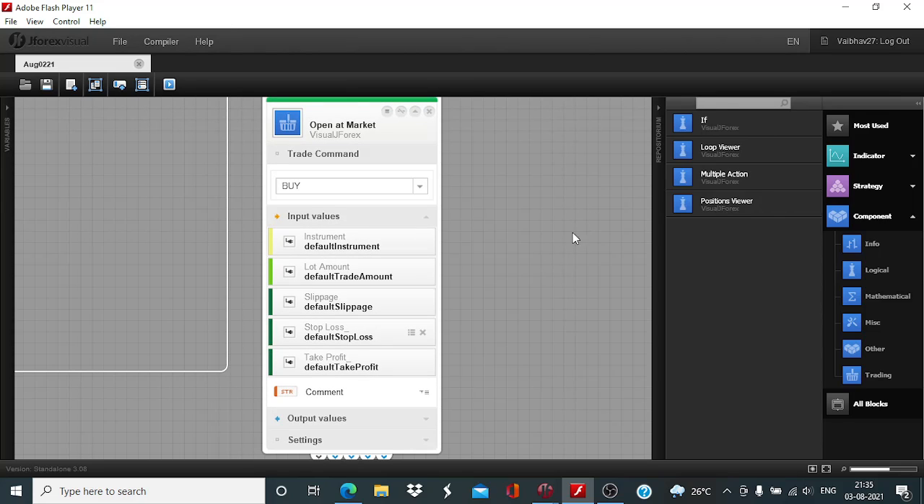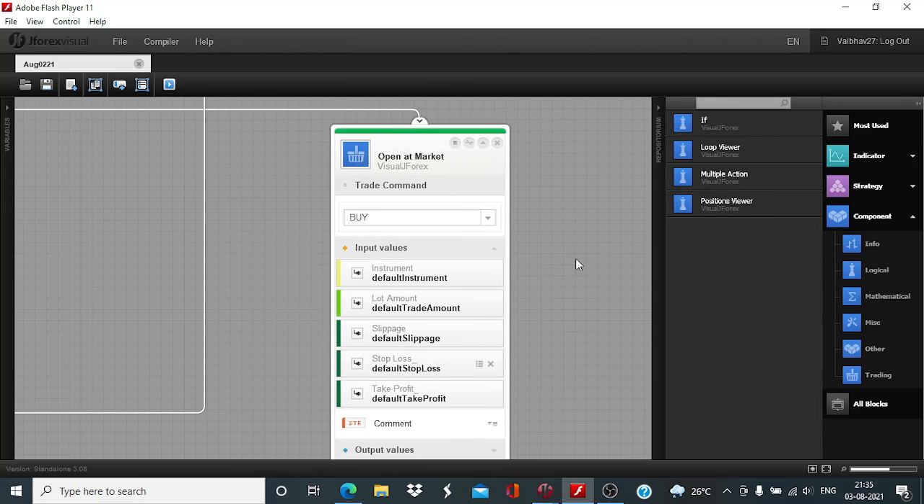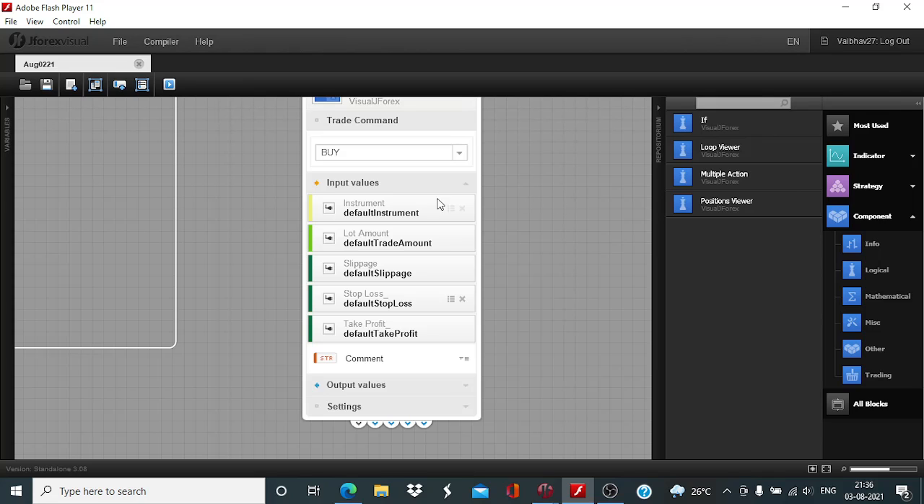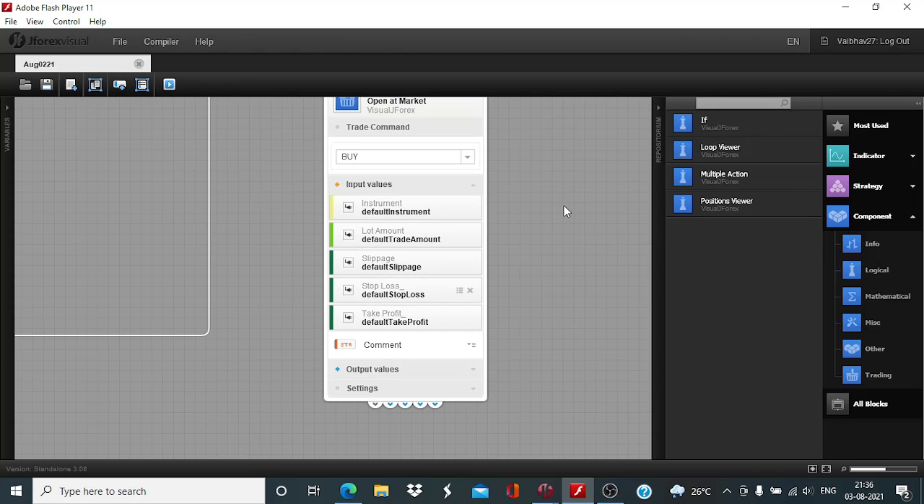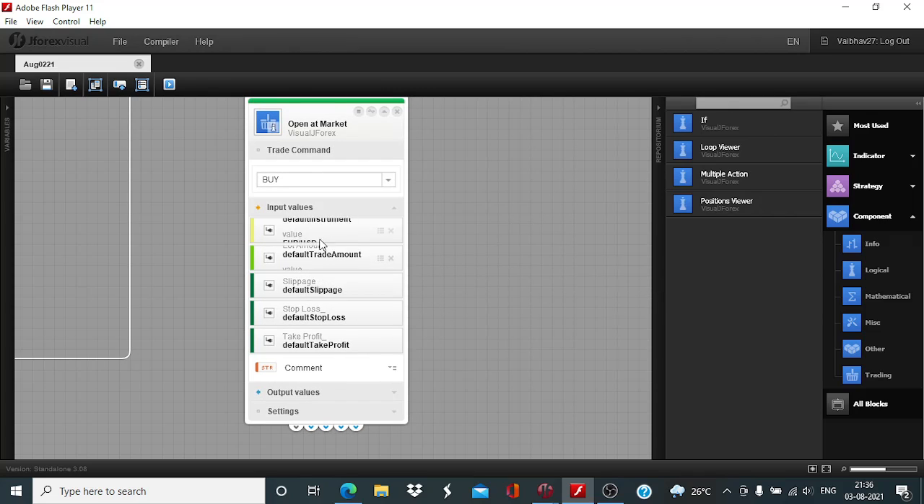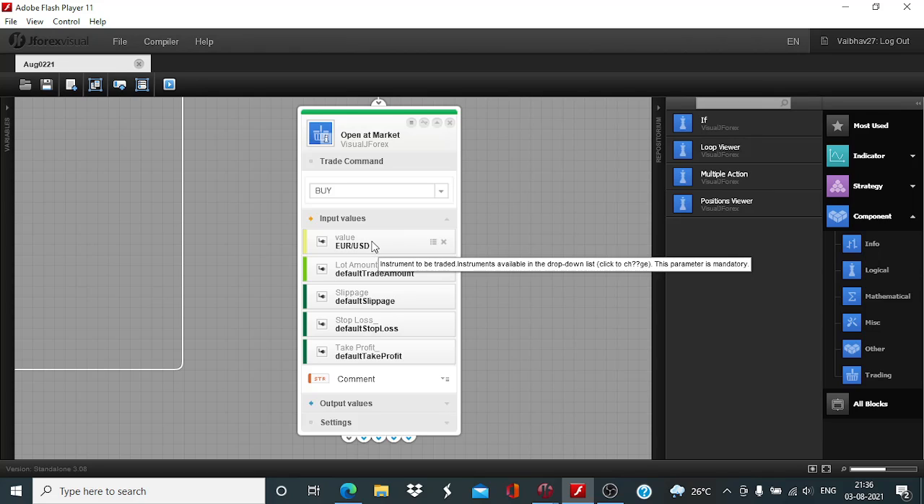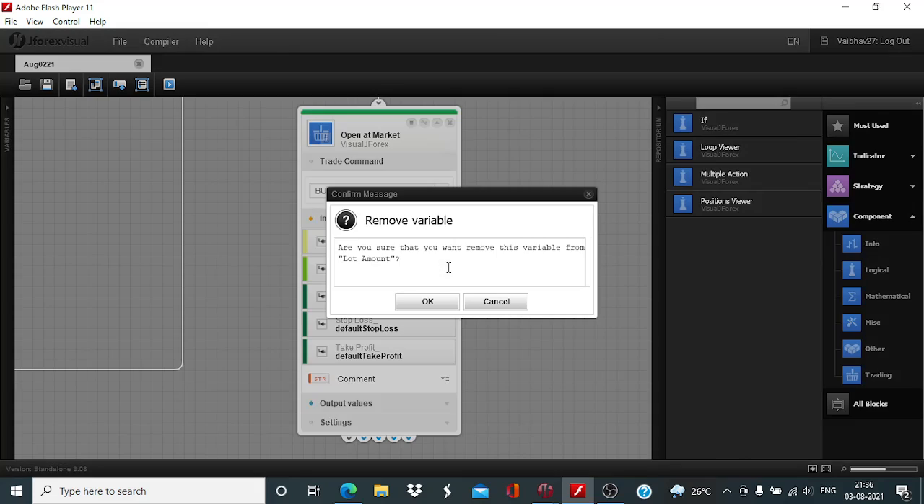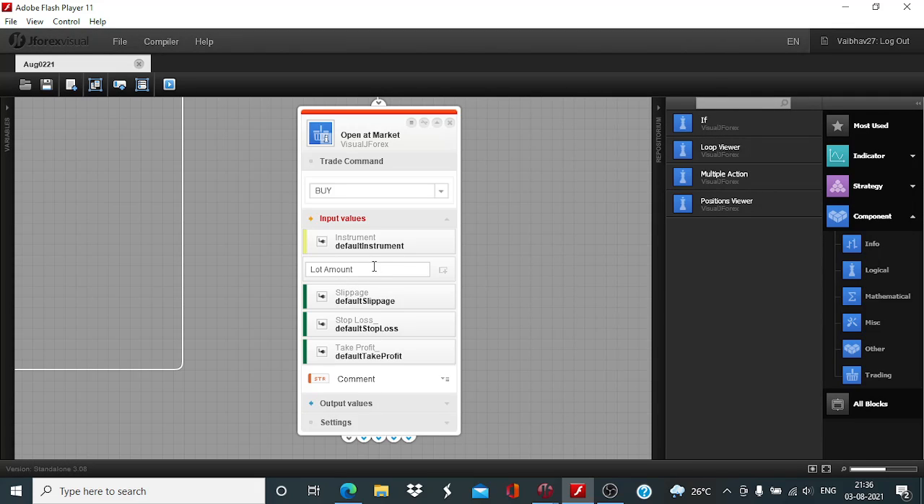Now coming to the input values for this block, the trade command block, we have to determine whether we want to work with a static combination or we want to consider the price action and make it dynamic. We will see how to define this. The default instrument is going to remain as it is, Euro USD. Trade amount I will change to 0.1 million. Slippage will be 2 pips. 2 pips is good enough for Euro USD.